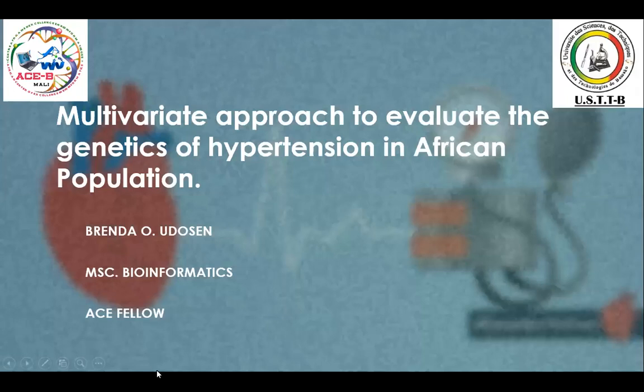Good day, everybody. My name is Brenda Odosen Otobo. I'm here to talk on the components of my thesis, which is on the multivariate approach to evaluate the genetics of hypertension in African population. Hypertension, which is otherwise called high blood pressure, is a cardiovascular complex disease which arises when the pressure in your blood vessels is unusually high.